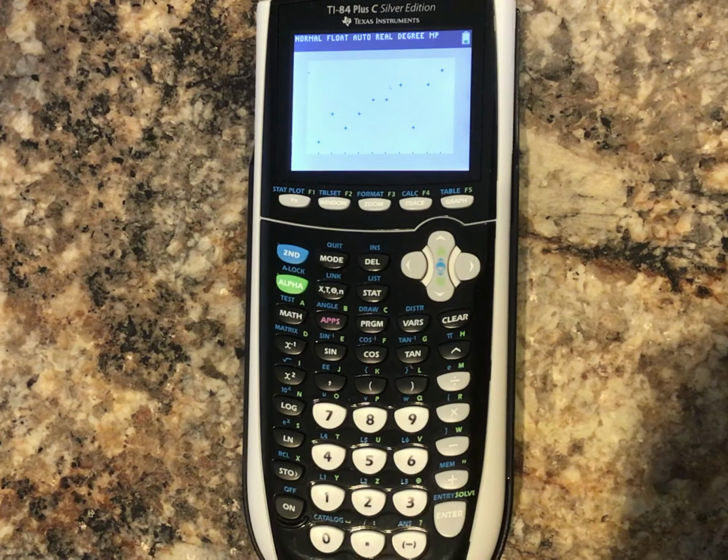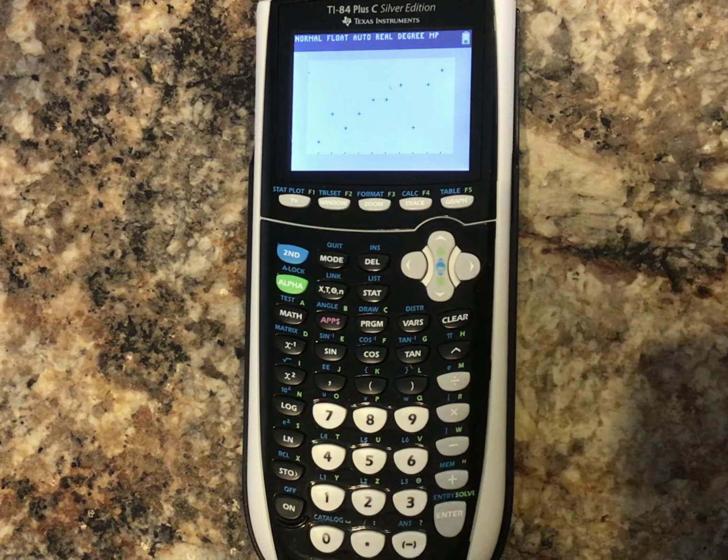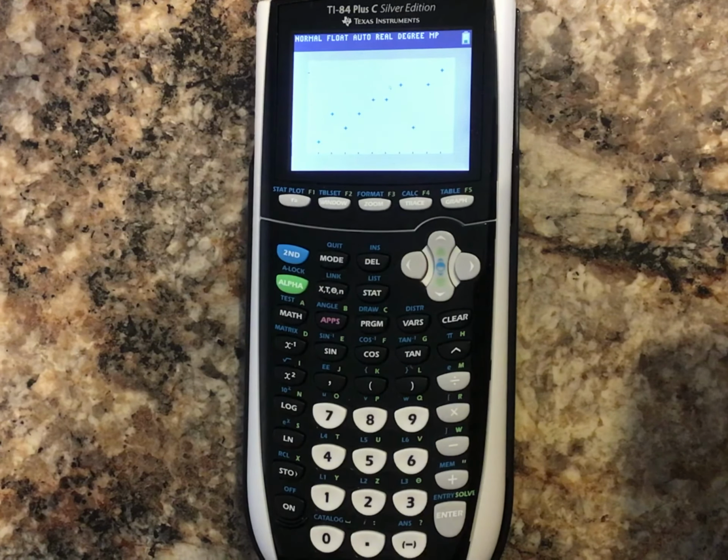Okay? How do we find this, okay? How do we find that correlation coefficient? Okay, I'm going to quit out of this for now.